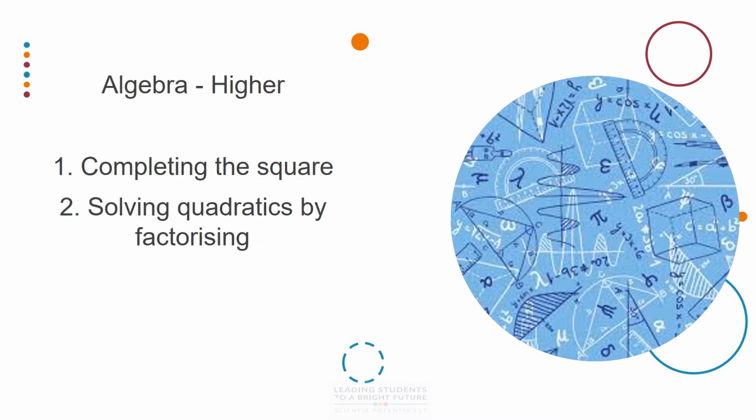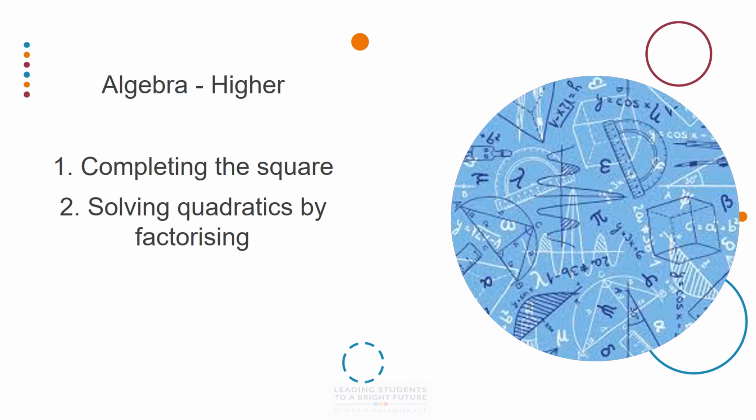Our higher pupils are going to be doing some fairly advanced stuff. They're going to be looking at completing the square, which is another technique we use in quadratics, and they're also going to look at solving quadratics again by a third method, that of factorising. And that factorising is what we're going to do as our task for the week.